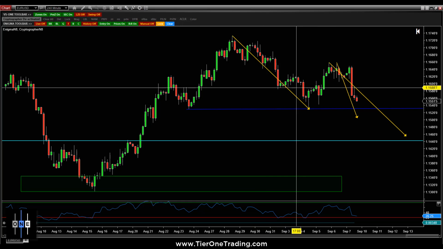So we predicted that price is likely to continue lower. We projected the level to which we think price is likely to continue lower. Now the question is, how is price action likely to get there? And there's only two ways, right?